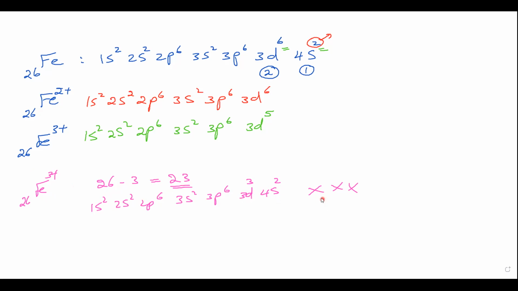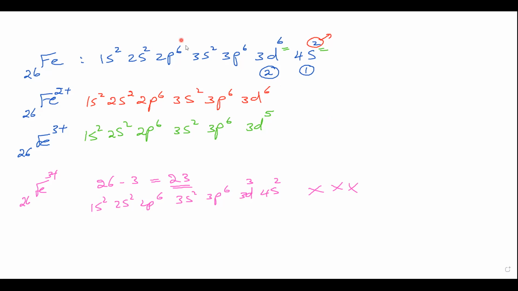Whenever you have a transition metal, write the electronic configuration of the metal in front of you, and then if you have a plus 2, remove the 2 electrons from the 4s. If you have a plus 3, you remove 2 electrons from the 4s and then 1 electron from the 3d. Understand?